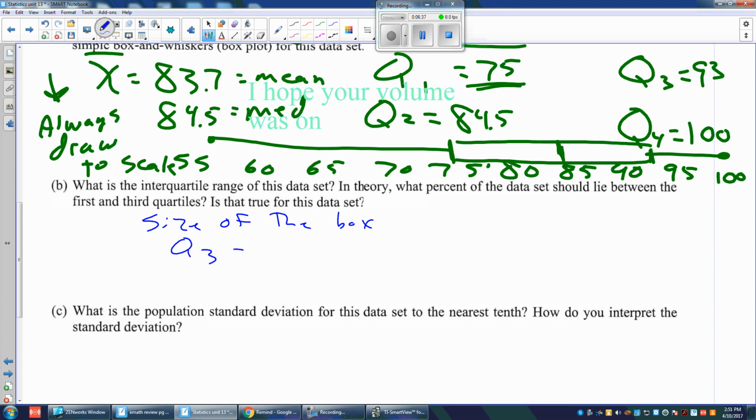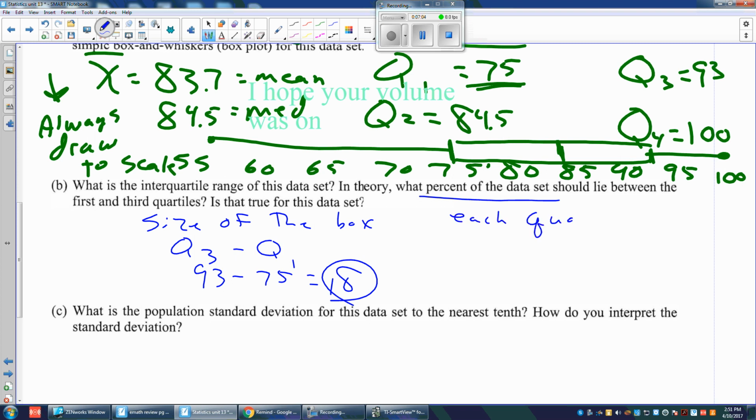Q3 minus Q1. 93 minus 75. That's 18. What percent of data should lie between there? Let me see. These are called quartiles for a reason.